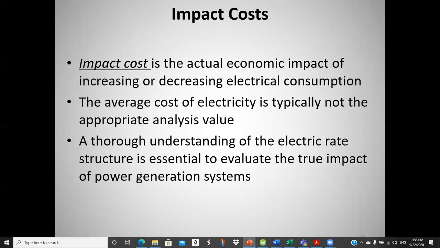Okay, so I guess we got slides here. Impact cost: the actual economic impact of increasing or decreasing electrical consumption. Average cost of electricity is typically not the appropriate value. Thorough understanding of electric rate structure. But you guys are now experts on electric rates, so you understand rate structures, at least a lot more than you did before you came in here, hopefully.